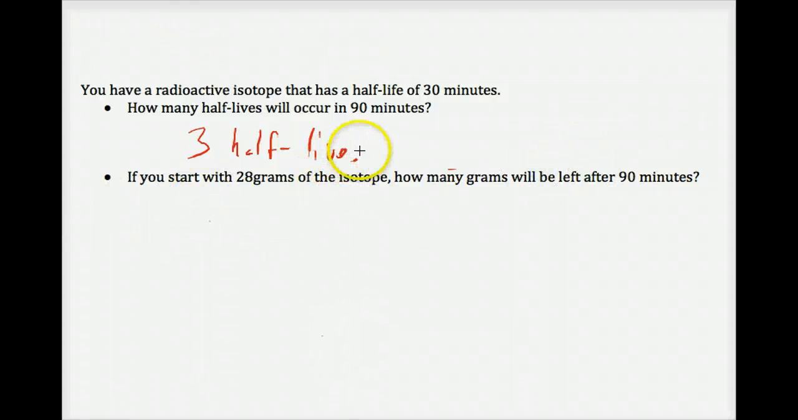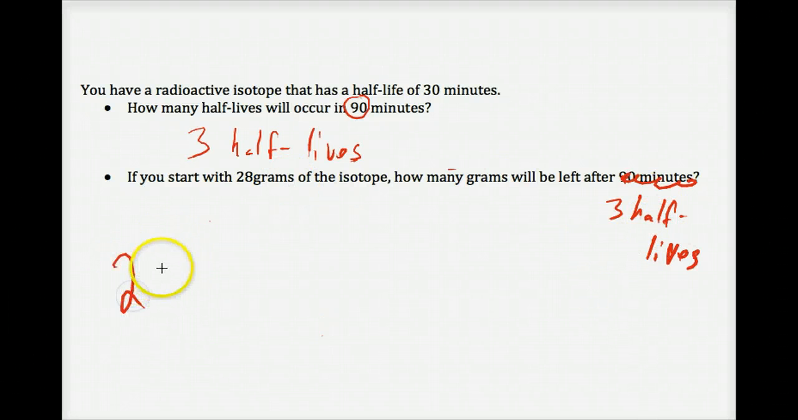The second question here, the second phase, is: if we start with 28 grams of the isotope, how many grams will be left after 90 minutes? There's my 90 again. Well, it's basically saying how many grams will be left after 3 half-lives? If I start with 28 grams, how much is left after 3 half-lives?